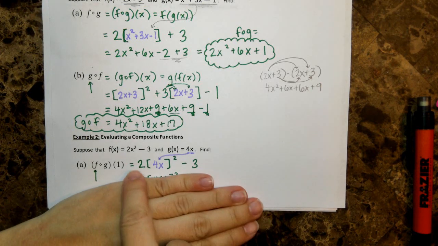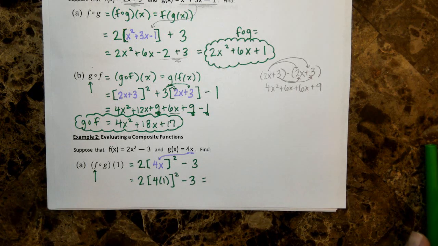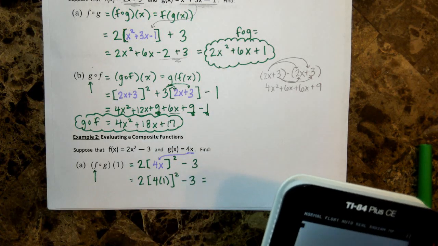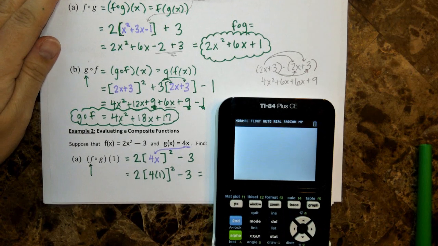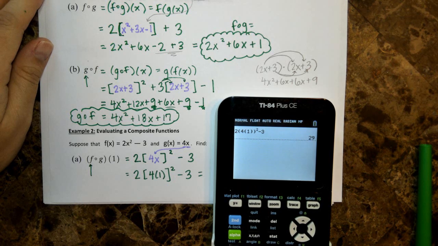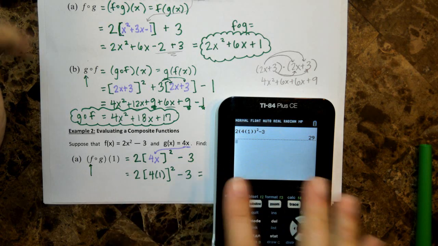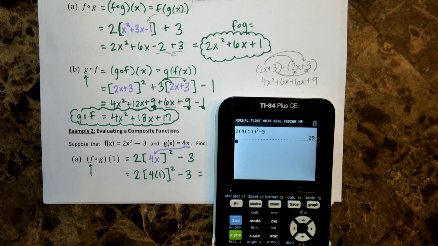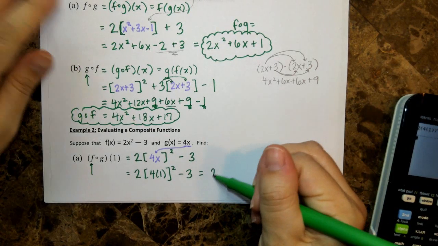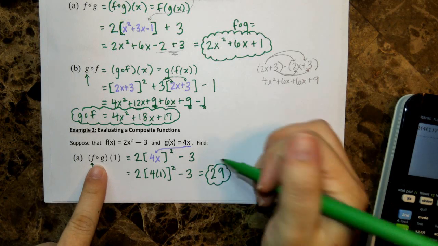Now, if you simplify this first, that's fine. It just involves more work. You'll get the same answer. So I didn't do that, but if you want to simplify, that is totally fine. And I'm going to just use my calculator. 2 times 4 times 1 squared minus 3, and you should get 29. If you didn't, make sure you included all those parentheses that we have on paper, just as it is. So the answer is 29. And this is f composed with g of 1.